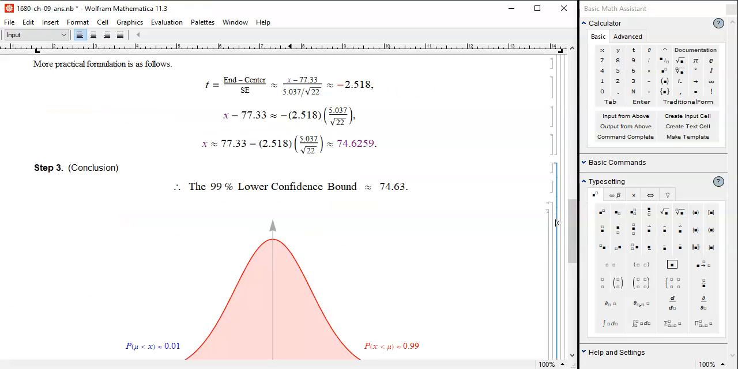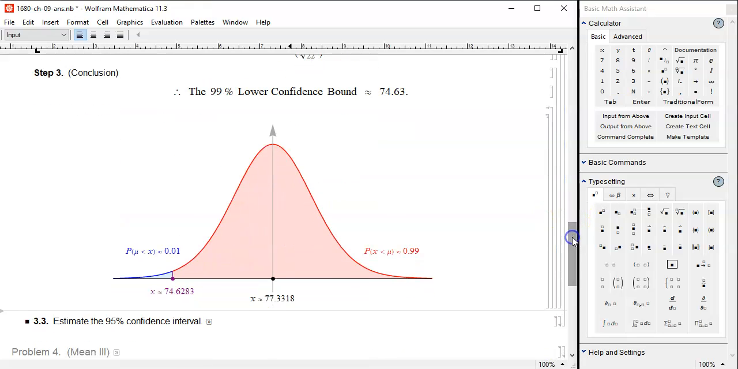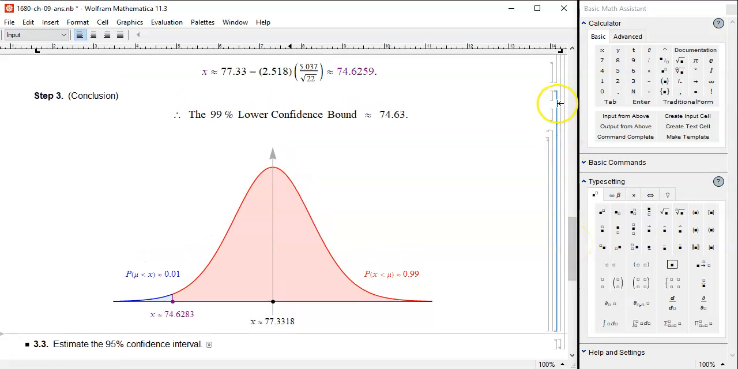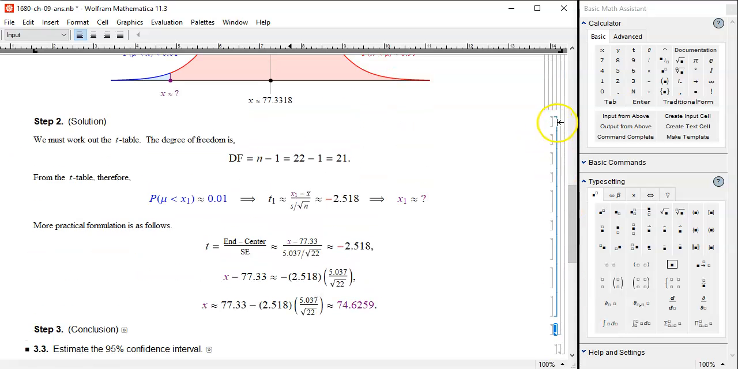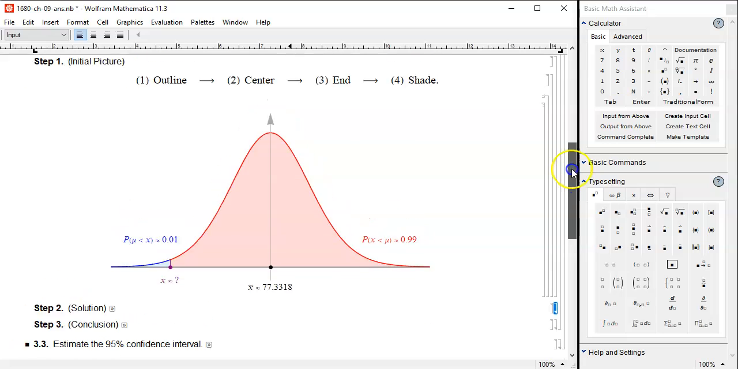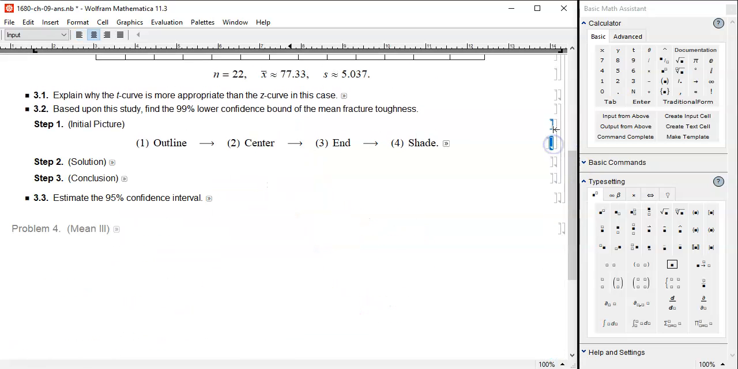Finally, here's the conclusion: lower confidence bound and all the answers as well. Okay, so much for confidence bound. Now let's do confidence interval.